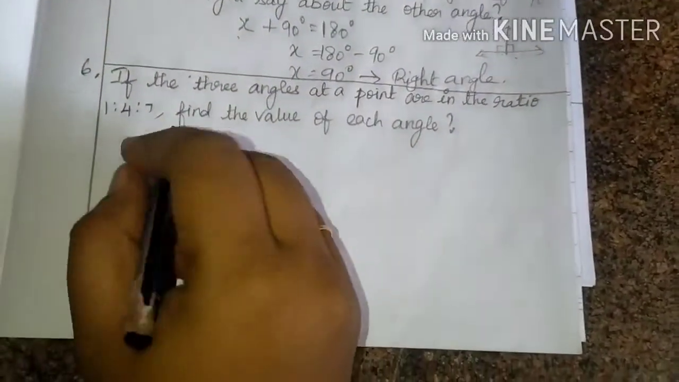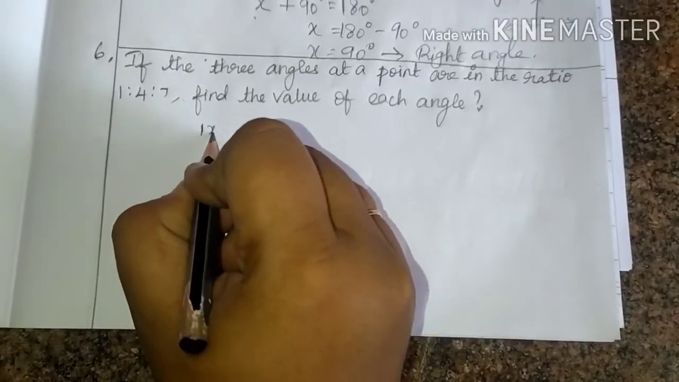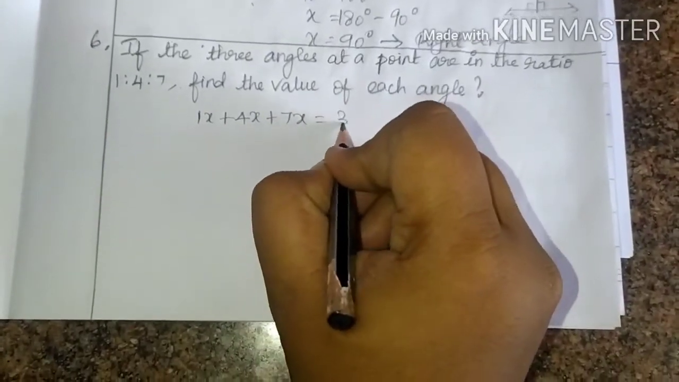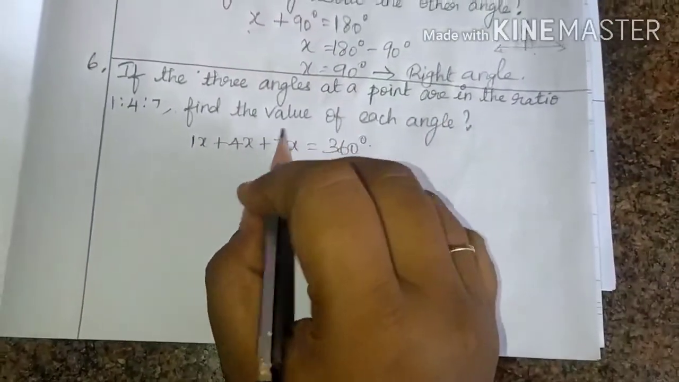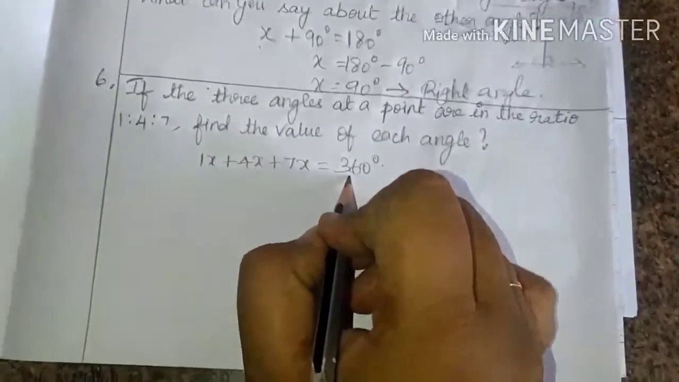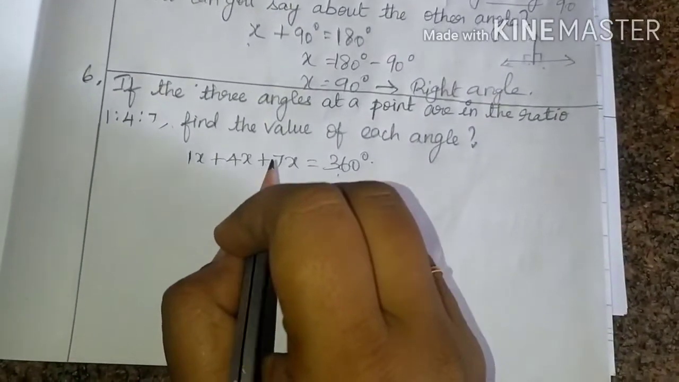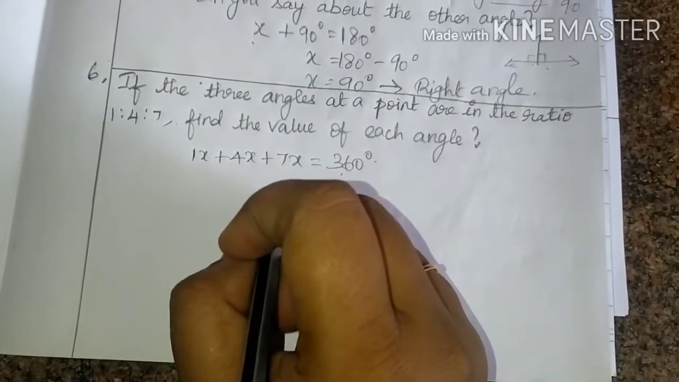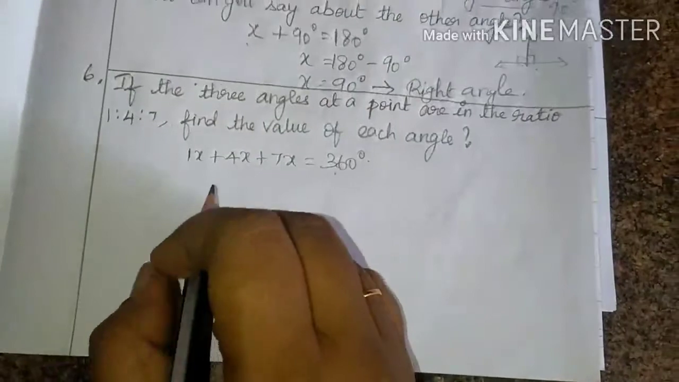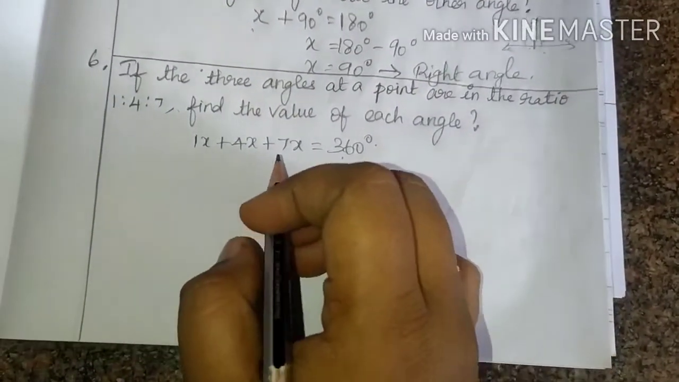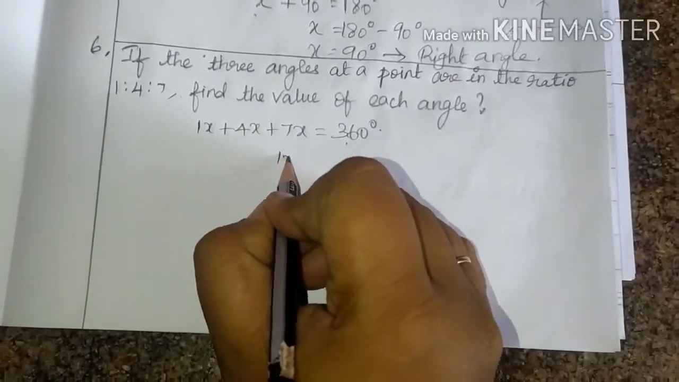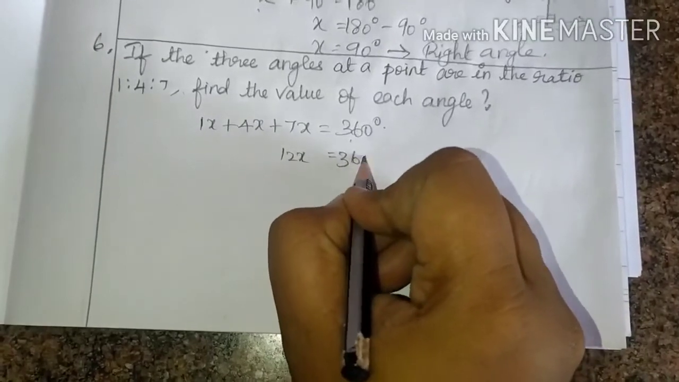Here they had given the 3 ratio. So first one is 1x plus 4x plus 7x equal to 360 degree. Children, look at this. In this sum they had not given any linear angles like that, so we have to take it as 360 degree. In your example they had given very clearly it is a linear angle, so we just took 180 degree there. Here you have to take the 360 degree. So if you add all the x's, 7 plus 4 is 11, 11 plus 1 is 12. So 12x equal to 360 degree.